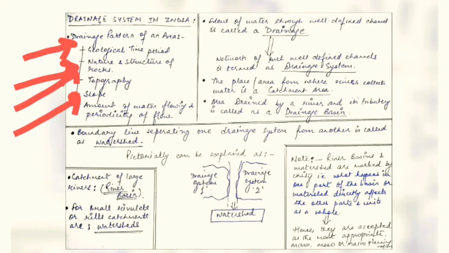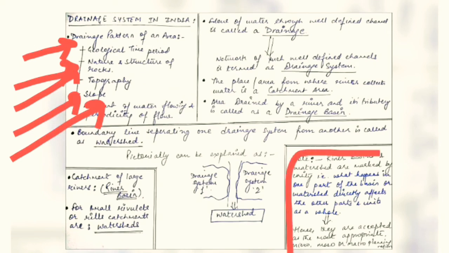Then the amount of water flowing and the periodicity of the flow, this is very important. Like what amount of water is flowing. If the amount is huge, then obviously it will move to a different level altogether.